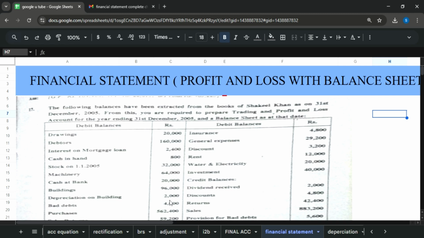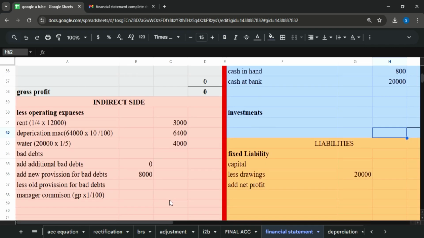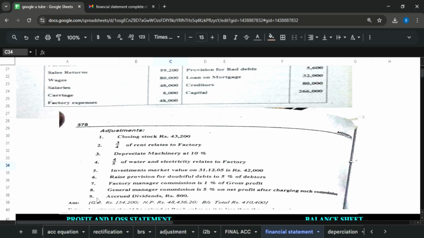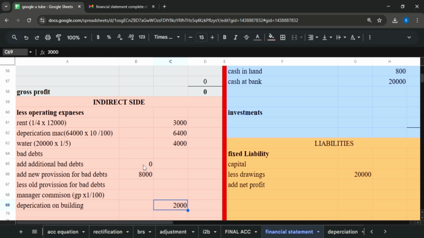Then we have depreciation on the building. Look, it's very important. Normally depreciation is supposed to be present in the adjustment side. In trial balance it would have only a single effect. So depreciation on building would be written in operating expenses only. So let's write depreciation on building. This is 2000. All right. After depreciation we have bad debts, and as you know, bad debts were 4000. Write down over here.